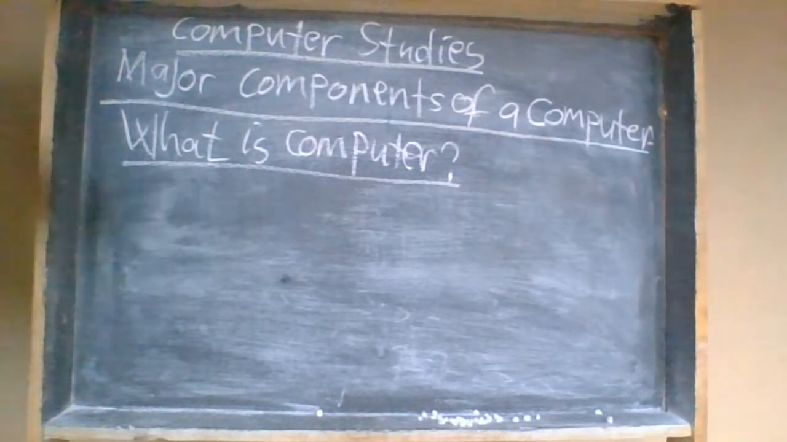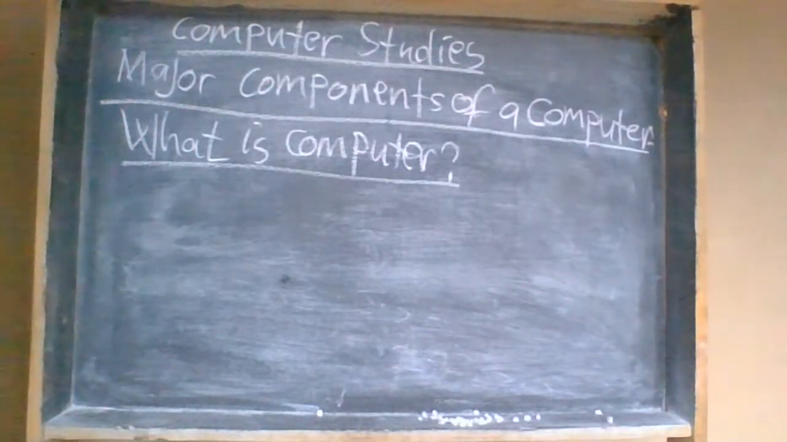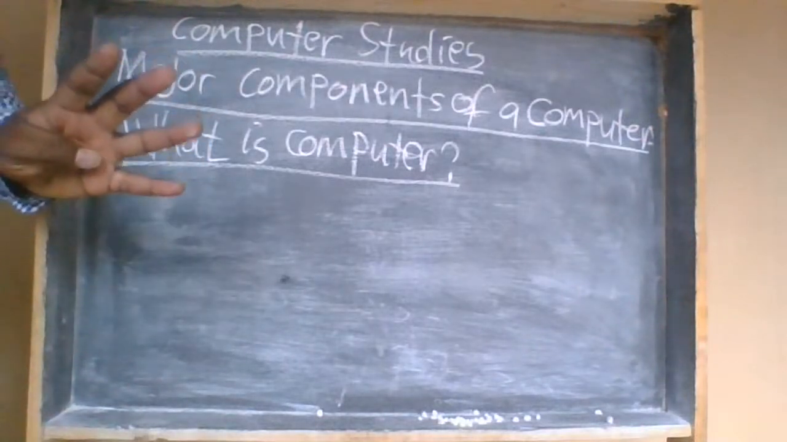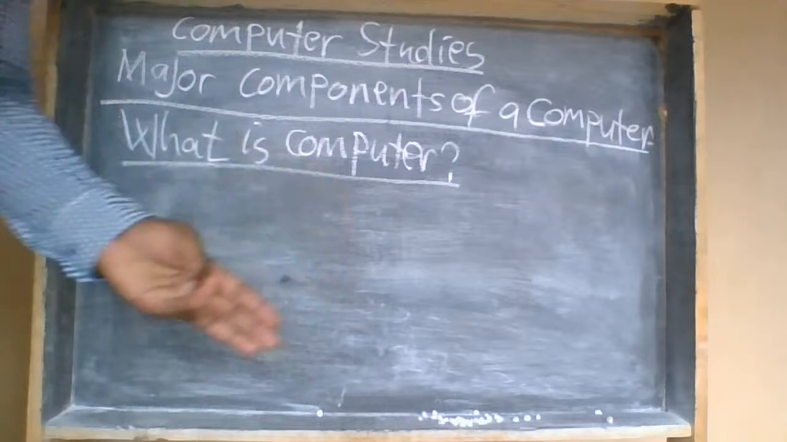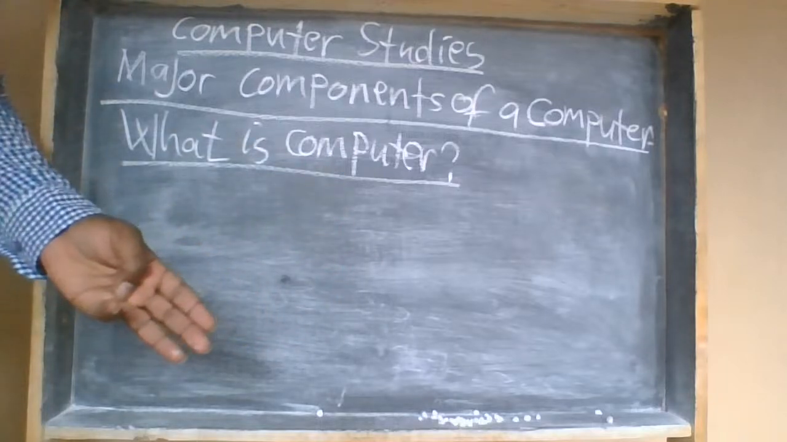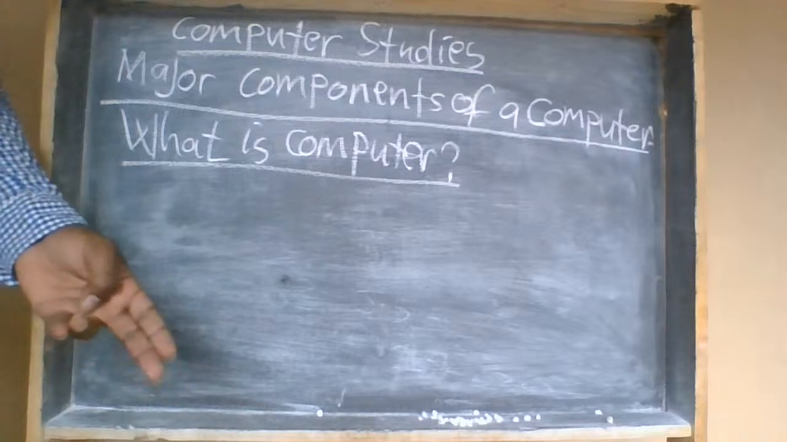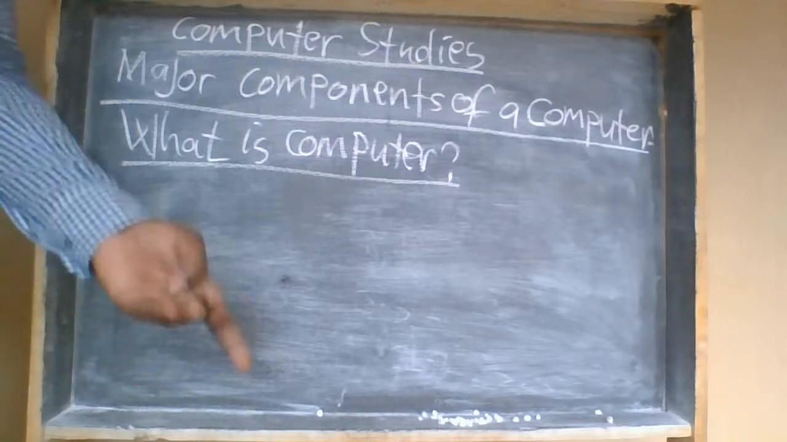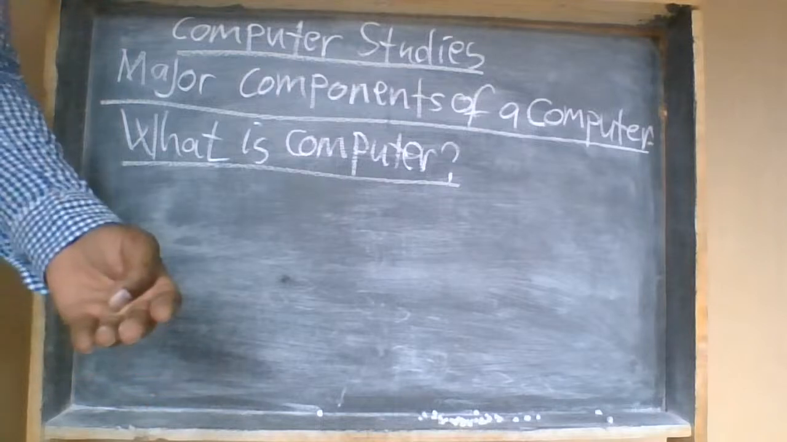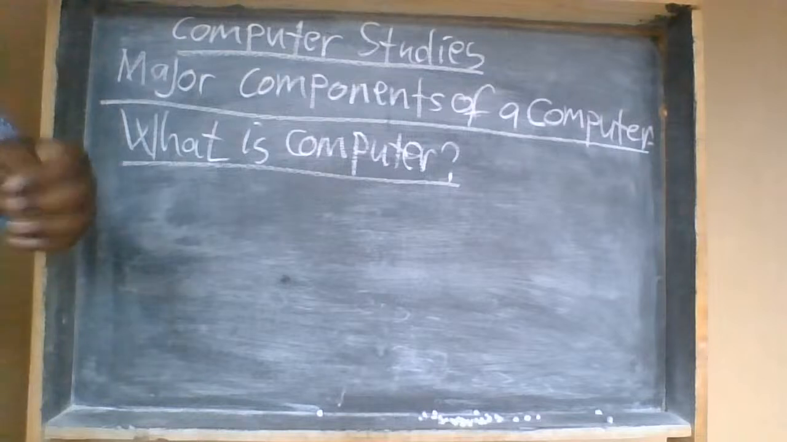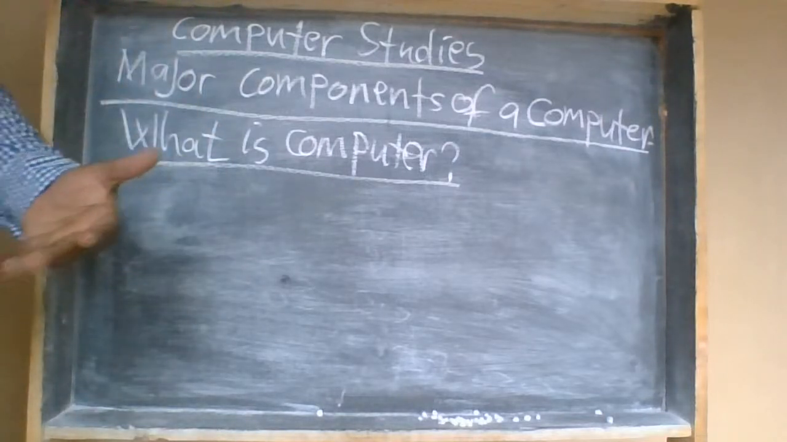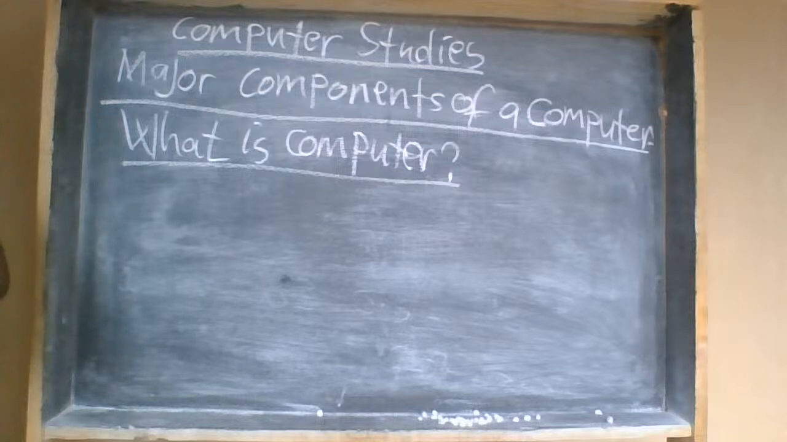A computer is mostly defined as an electronic device, or rather a machine, which does four operations. Number one, inputting data, which later on must be processed. And after that data is processed, it must be either stored or outputted. That is the definition of a computer.